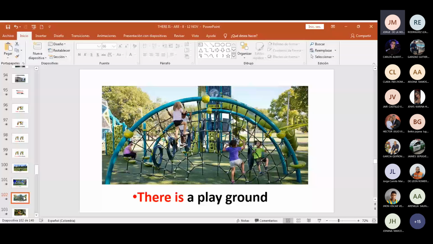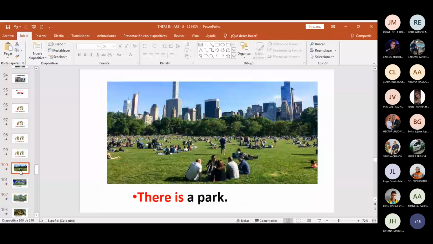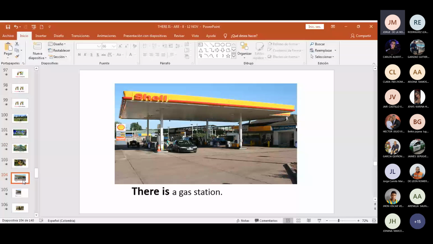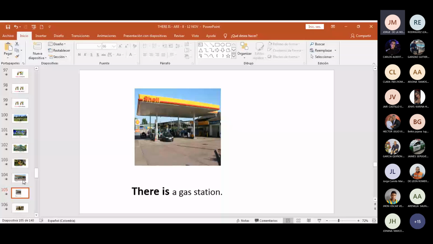Yes. So the section where the children are, that is called play. And ground, what does it mean? The ground. Ground to play. That is the playground. But if you are going to sit there and there are no attractions, okay. That is a park, student. There is a park. So, student, if there is a gas station in the neighborhood where you live, what do you say? Oh, teacher, I say there is a gas station. Okay, very good. There is a gas station, of course.